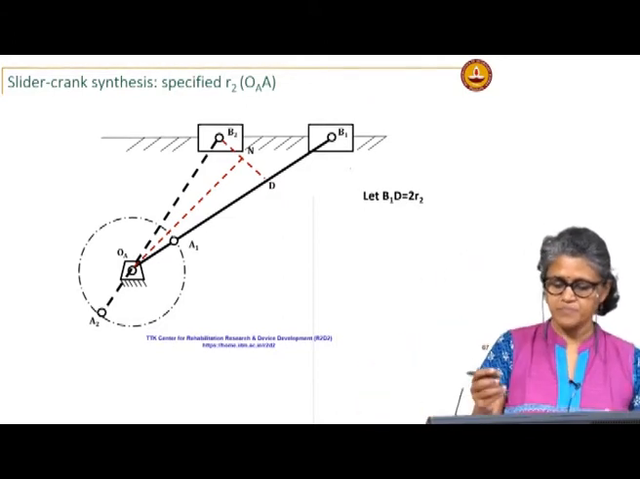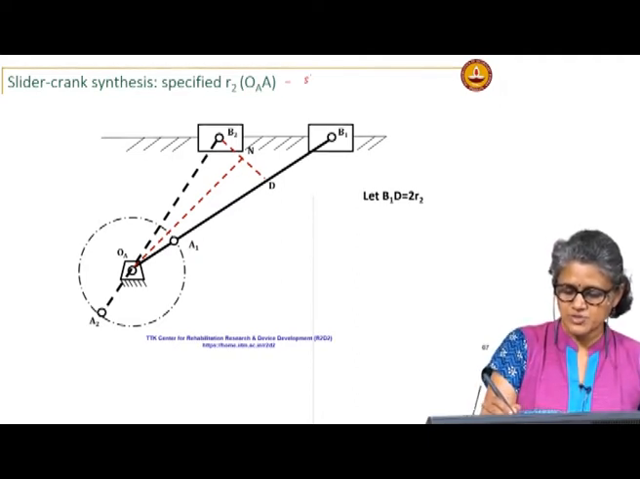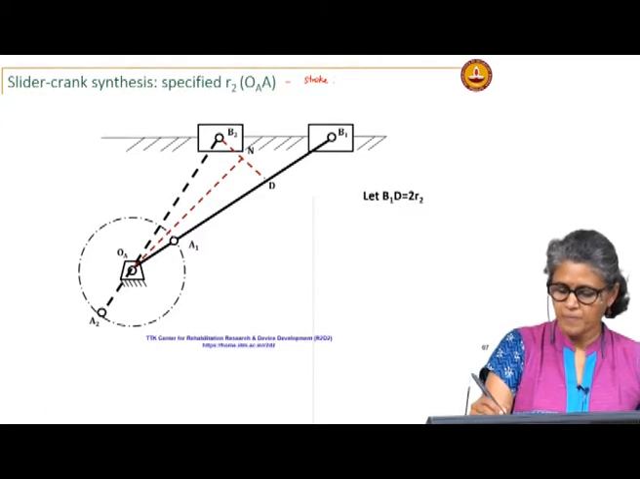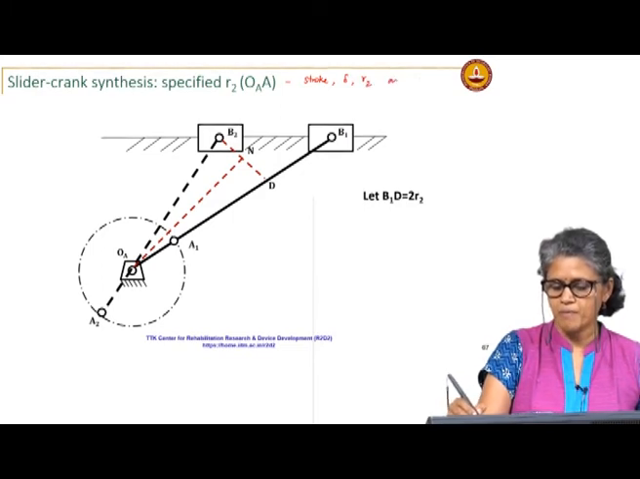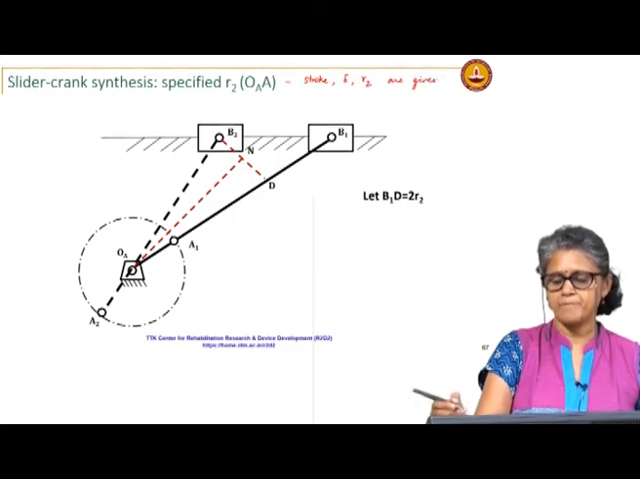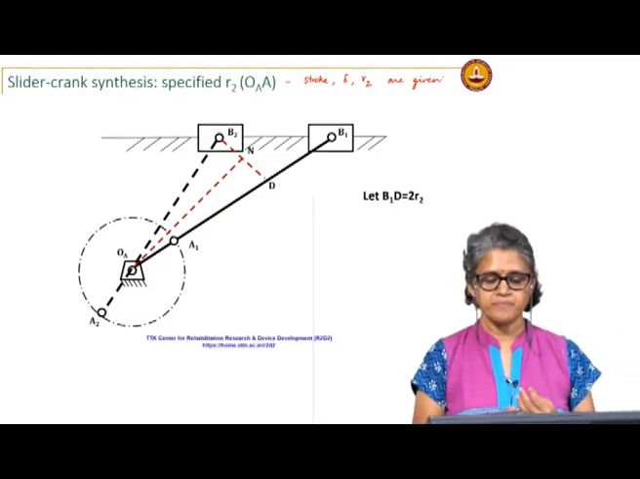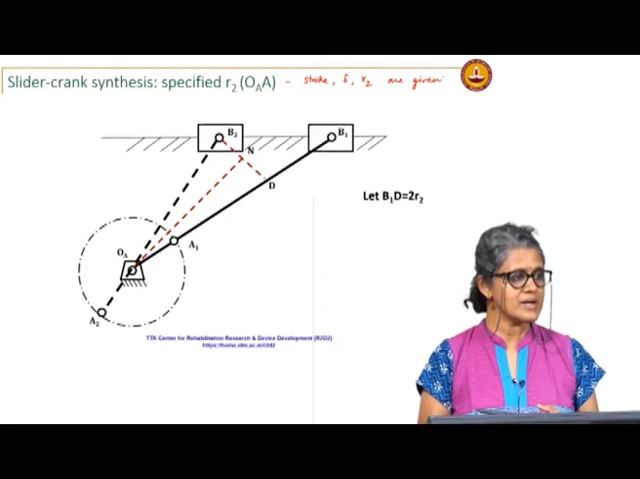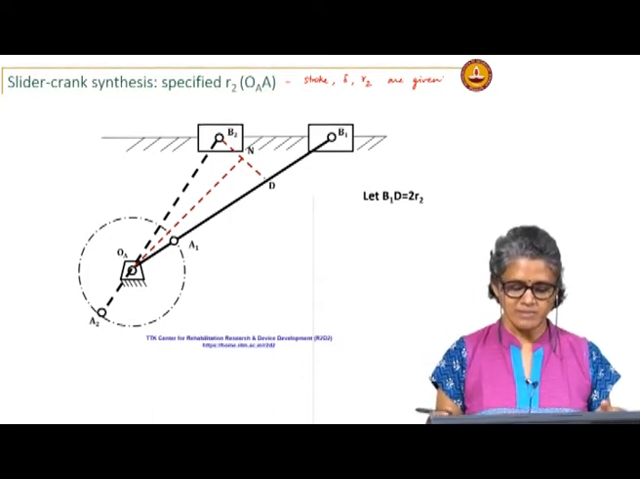So let us look at case 3, where stroke is given, delta is given and R2. These are the given quantities. I need to determine R3 and the offset. So again let us look at the geometry.